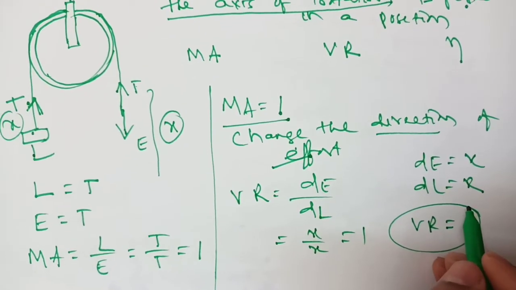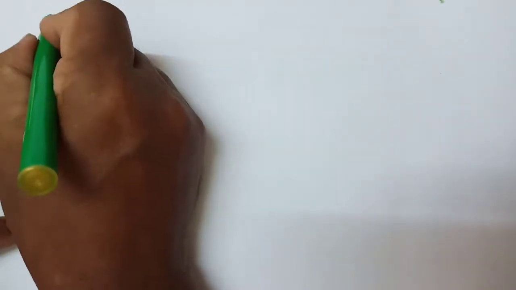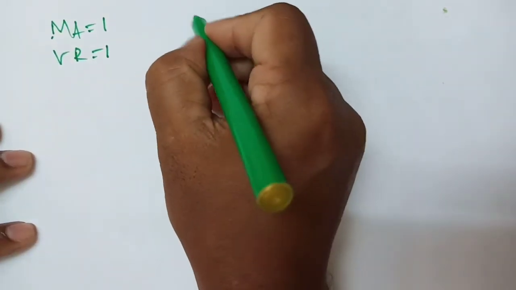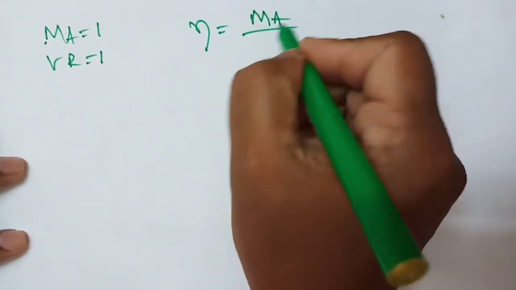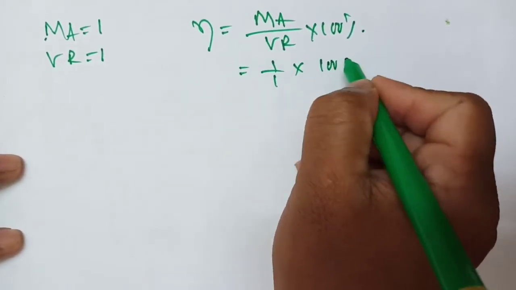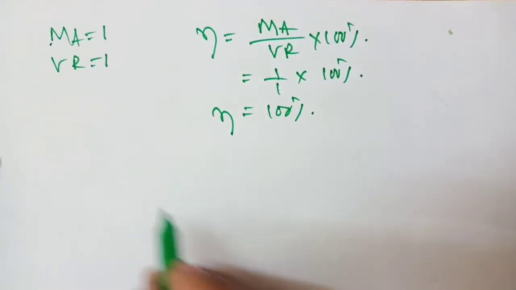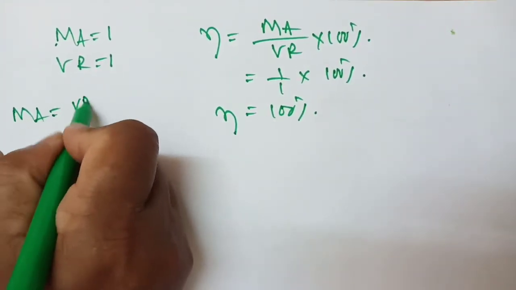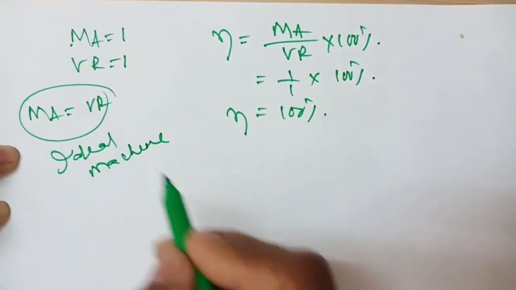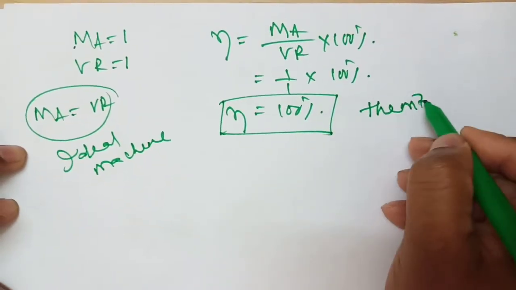You understood that MA is 1 and VR is also 1. So what is efficiency? Efficiency percent you find by MA by VR into 100%. So 1 by 1 into 100%, so efficiency became 100%. As MA is equal to VR, I told you this is an ideal machine. Efficiency 100%. Actually, this is theoretically. This is theoretically you can prove this.